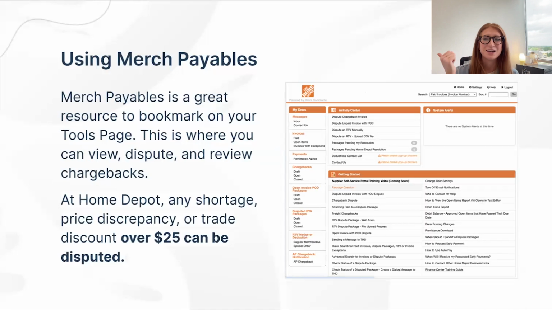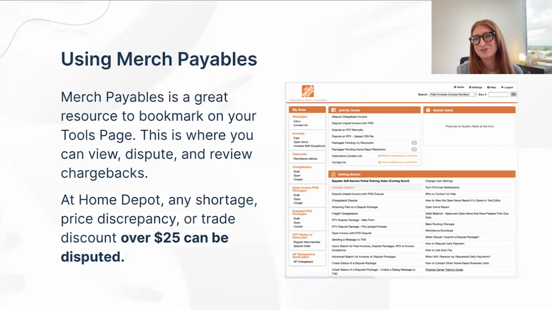And just terminology that I'll be using also when we walk through the SupplyPike app. Chargebacks are our deductions, and you can have multiple chargebacks against one invoice, and those will be wrapped up into the dispute package, and that is how you dispute with Home Depot. So they have chargeback dispute packages for AP deductions, and then they have the open invoice POD packages for unpaid invoices. Today, for the purpose of going over the SupplyPike app, we're really going to be focused on those AP deductions, since that's what we'll be disputing within the SupplyPike app.